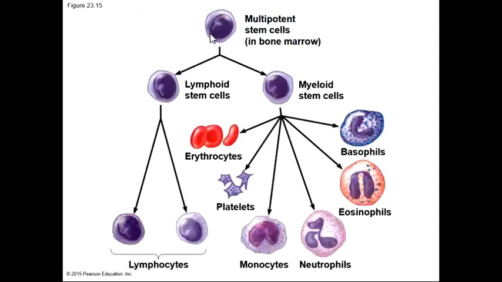So, multipotent stem cells divide to form the lymphoid and the myeloid. The lymphoid produce the two different types of lymphocytes. The myeloid give rise to everything else.